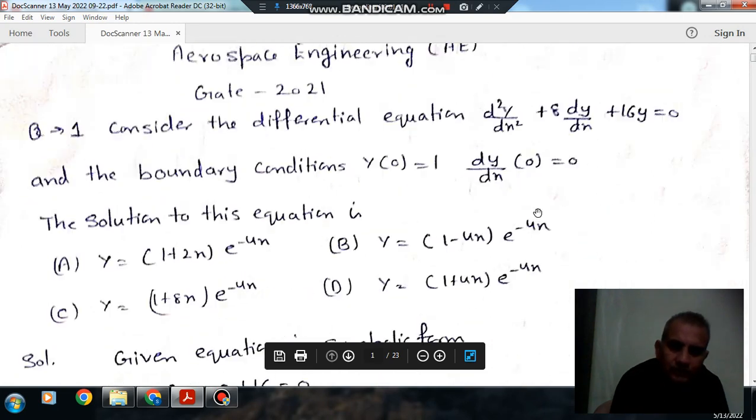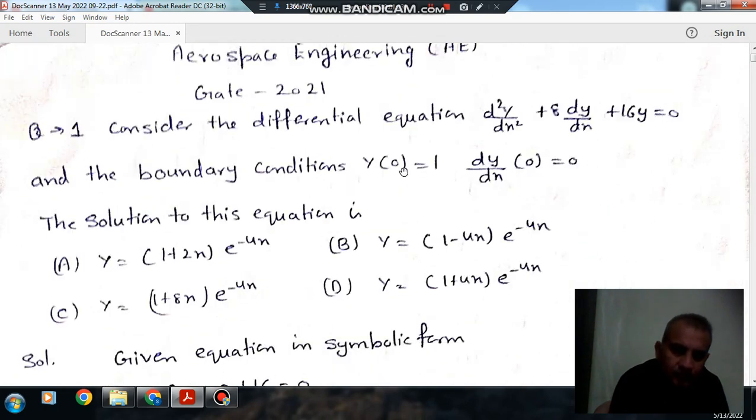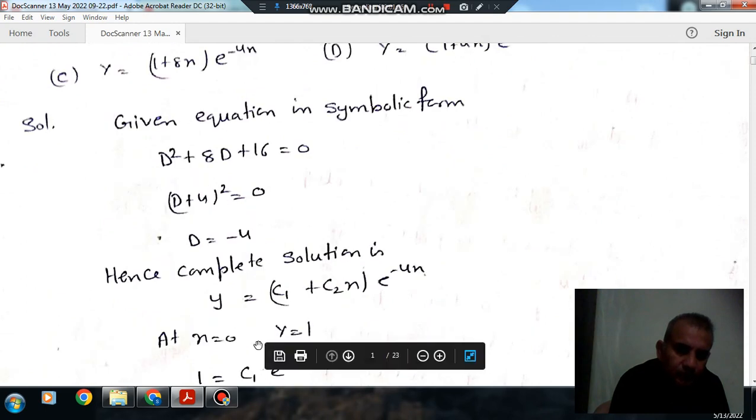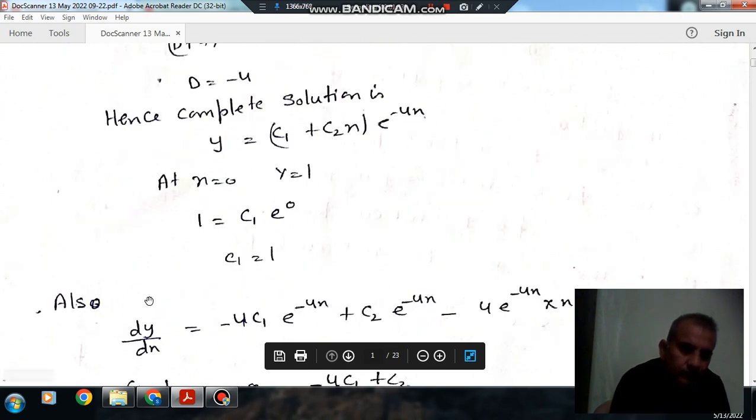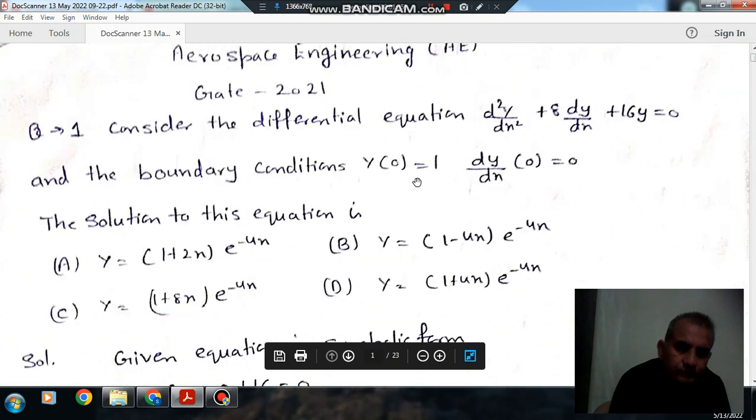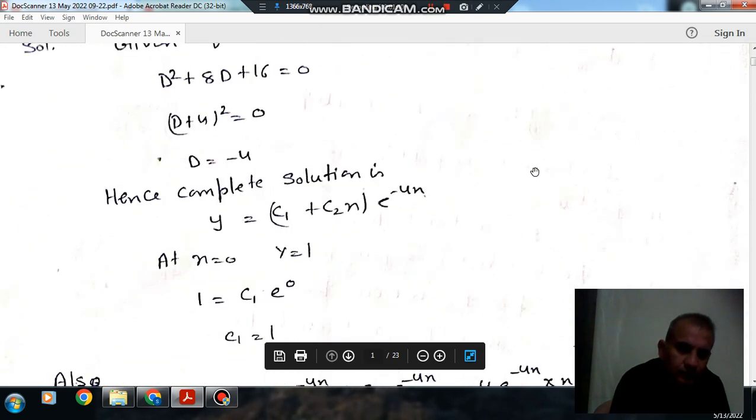Now the boundary conditions are given: at x equal to 0, y is equal to 1. So at x equal to 0, y is equal to 1, and the exponential term becomes 1. So from this we have c1 equal to 1. At x equal to 0, dy/dx is equal to 0.